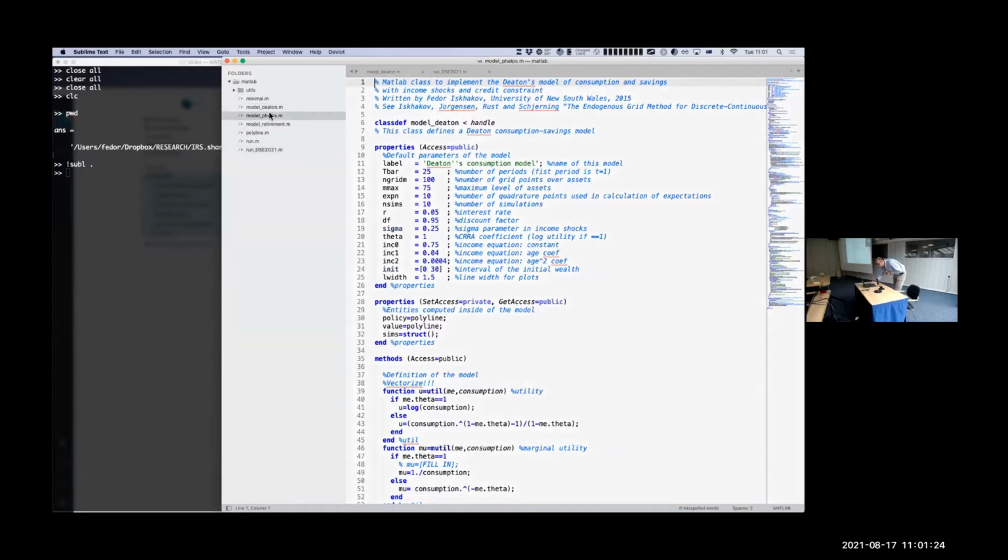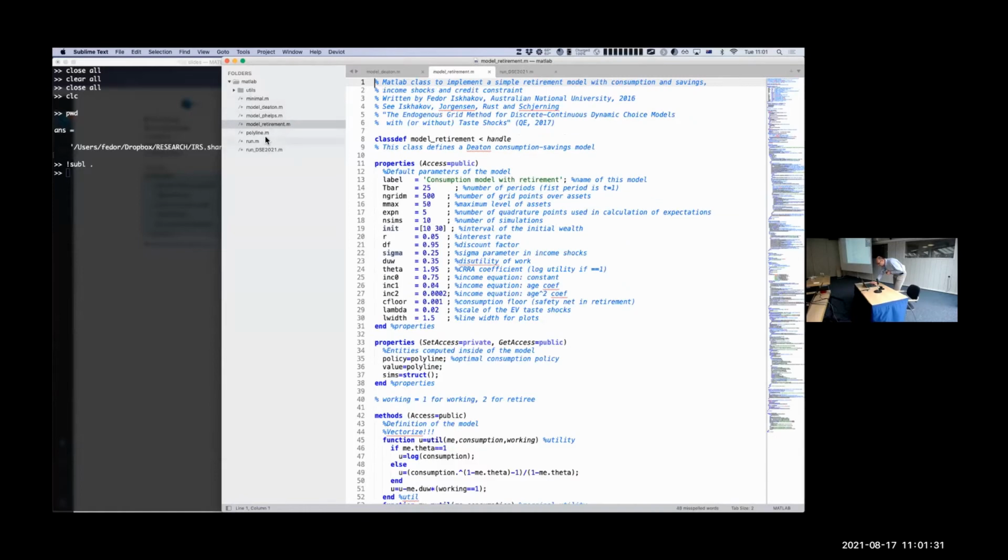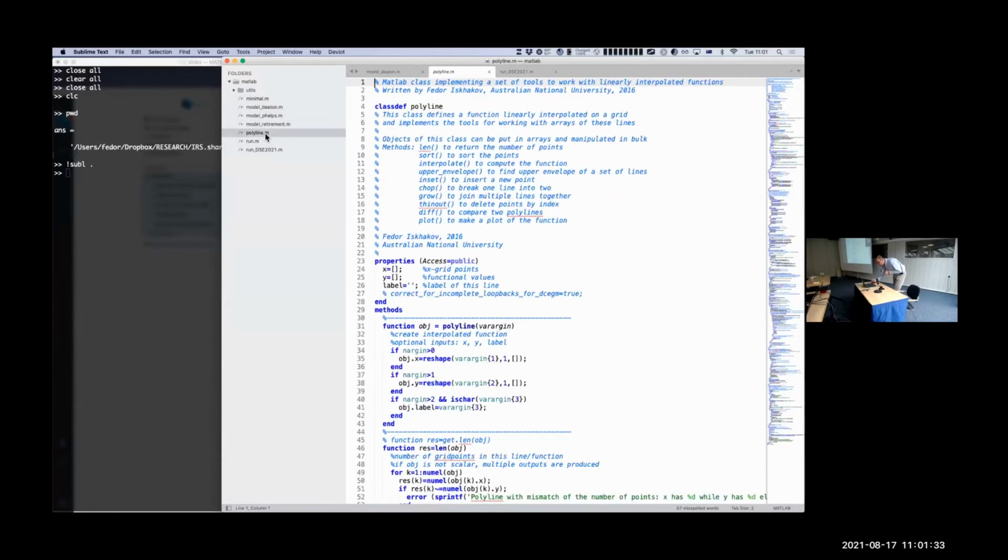Right, so we have a few classes here implementing the Deaton-Phelps model and the retirement model that we'll come back to, and a nice helper class called Polyline.